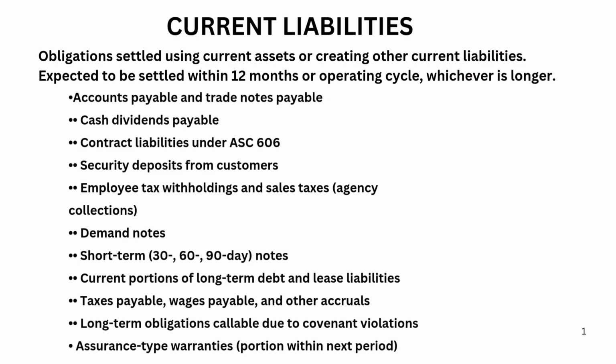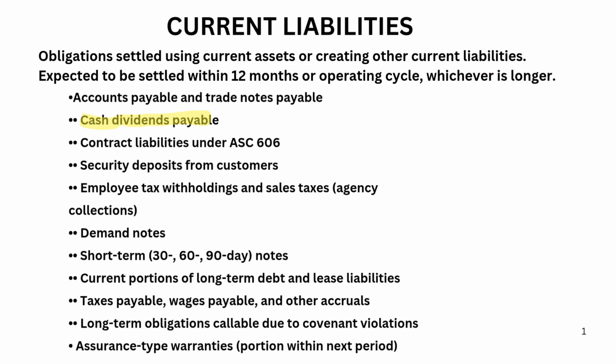Let's look at the main types of current liabilities, with simple examples. 1. Accounts payable and trade notes payable. This is the money the company owes to suppliers for goods or services it has already received. Example. If a bakery bought flour on credit, the amount owed goes under accounts payable.